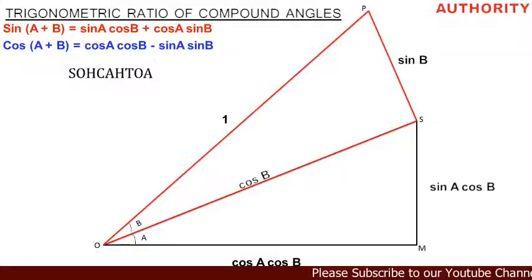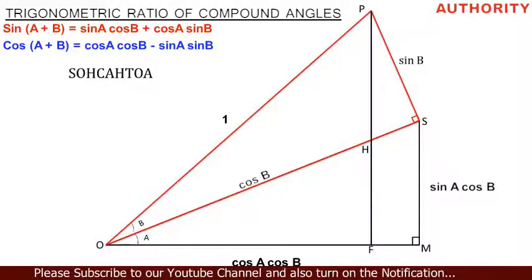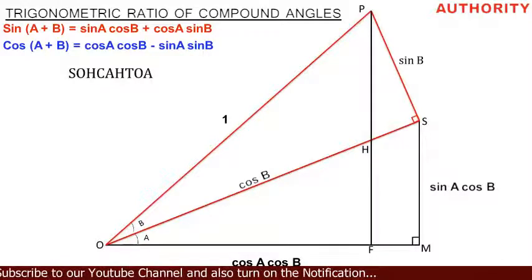Now in this place, we have our two triangles and we join them together. Now let's draw a line from P perpendicular to line OM. That is, let the line bisect OM from P at a point. Let's call it F.